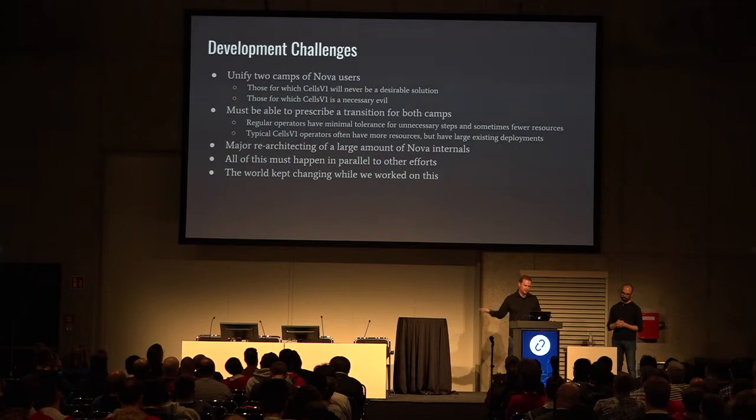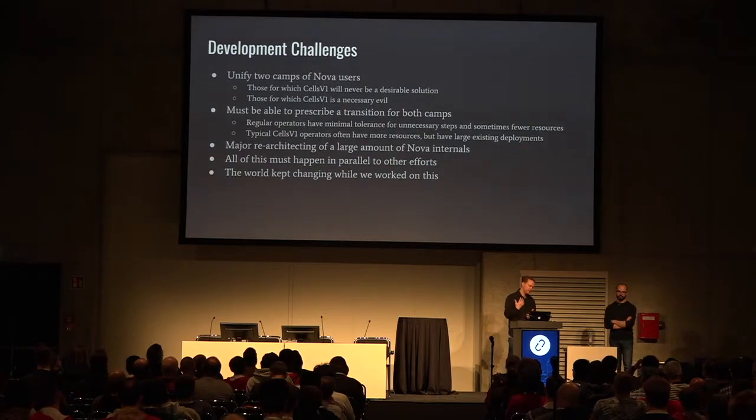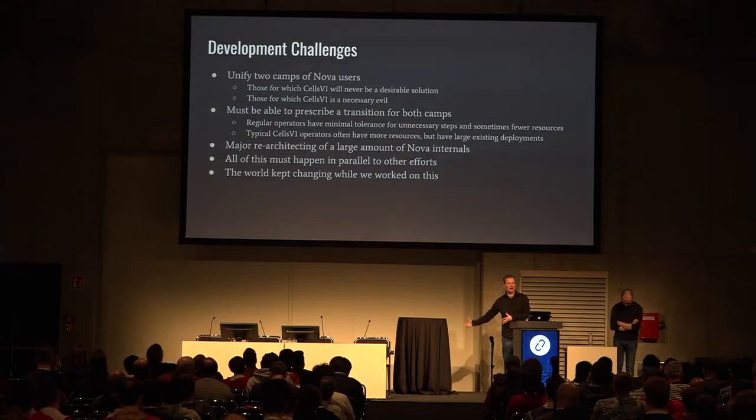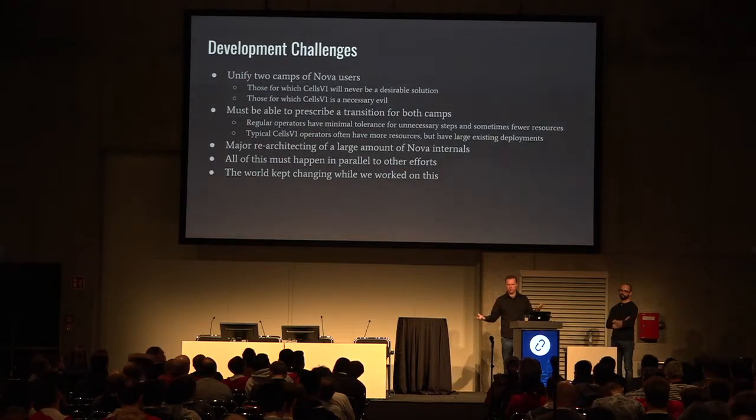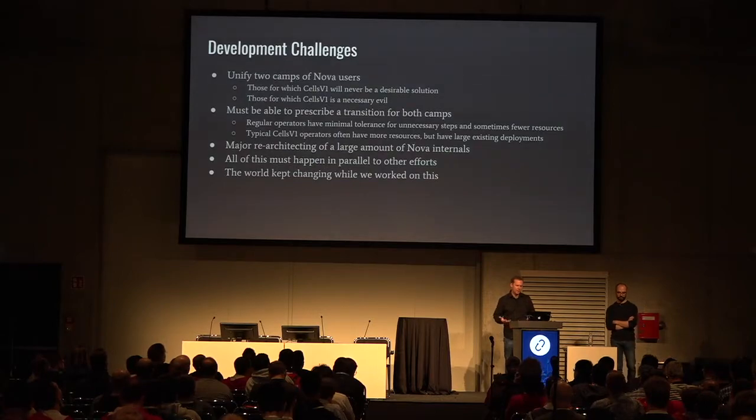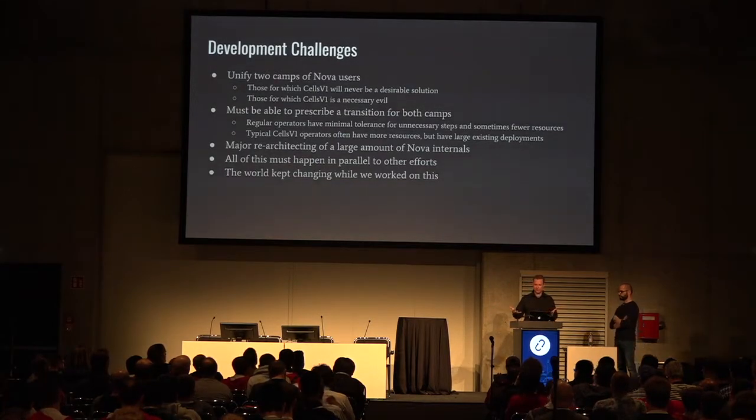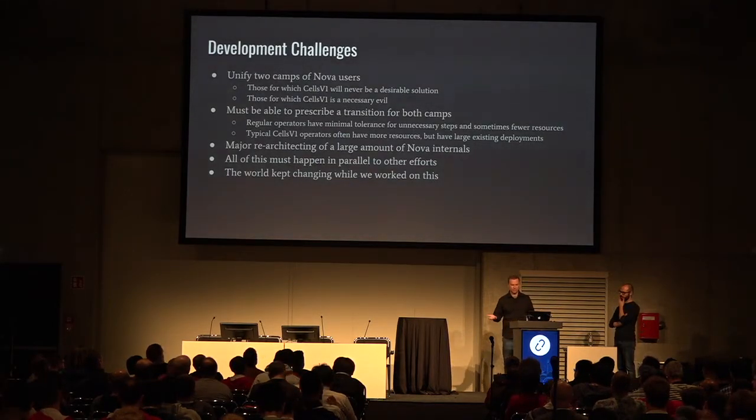And on the other side, we had people for which Cells V1 was necessary. They needed it for the scale. They were willing to not have some of the features. They were willing to dedicate staff to keep it running. And so obviously, it's a challenge to get those two very conflicting ways of doing things on a single set of code. And we had to be able to provide a transition for those people. Nobody was going to throw their deployment away and move to a completely different way of doing things.